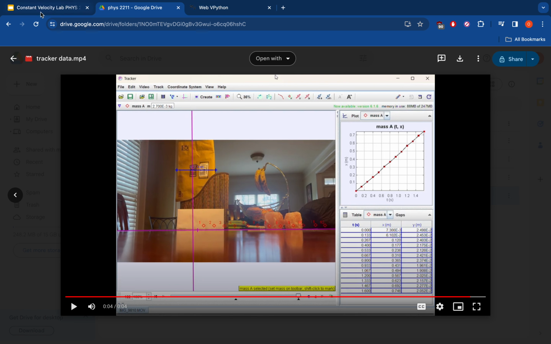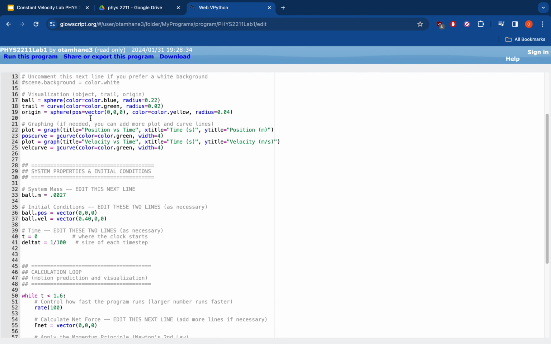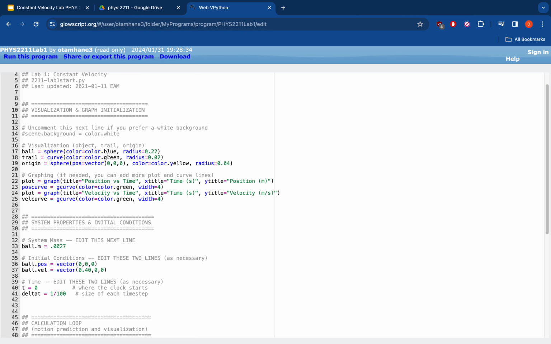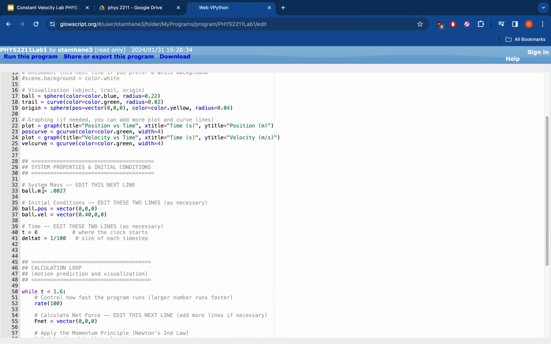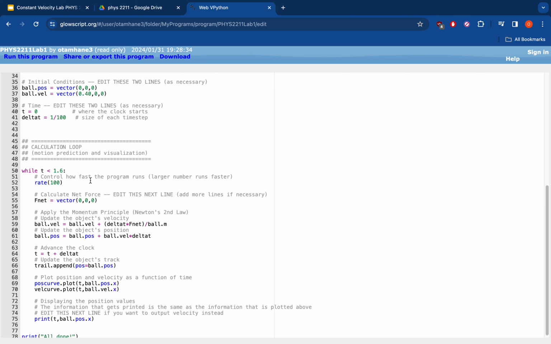Now next we have GlowScript, and GlowScript was a code that was able to give us theoretical values to tell us where the ball should be at a particular time. And this is some introductory code right here. We have the system mass, which is 0.0027, and we have the initial vector velocity, which was calculated before.